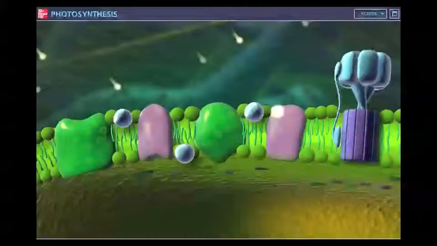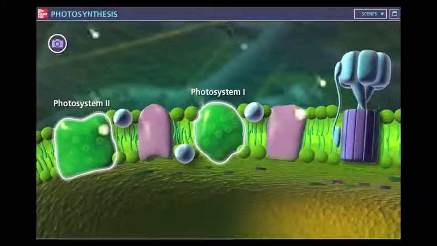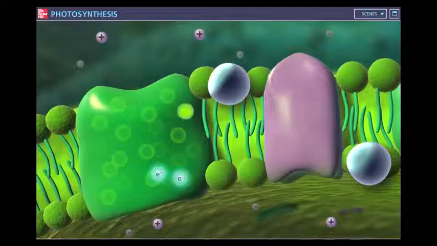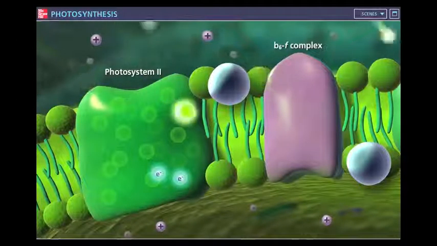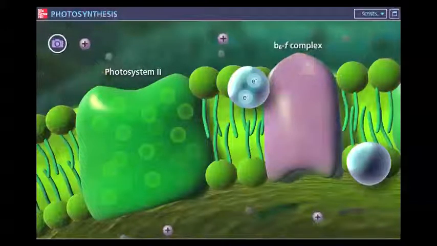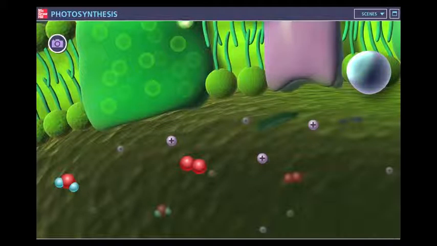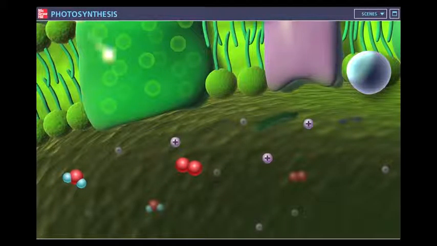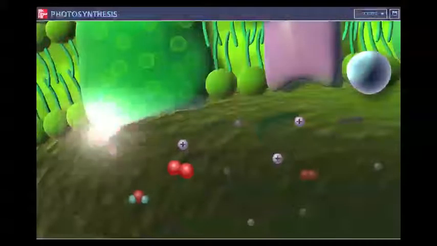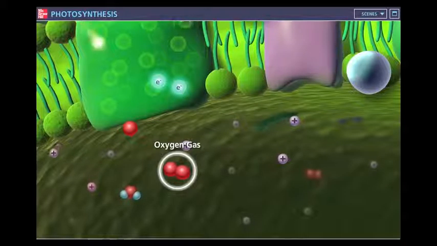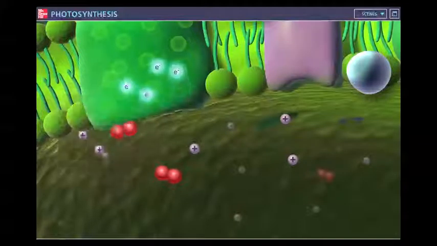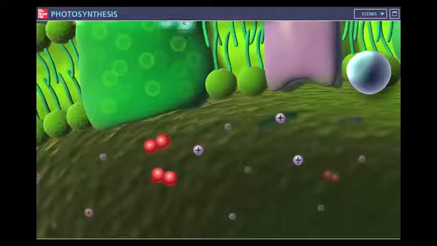Photons of light strike photosystems I and II simultaneously. We will examine what happens with the photons striking photosystem II first. The energized electrons are passed from the reaction center of photosystem II to an electron transport chain. The electrons lost by photosystem II are replaced by a process called photolysis, which involves the oxidation of a water molecule producing free electrons and oxygen gas. While this oxygen gas is a byproduct of photosynthesis, it is an important input to the cellular respiration pathways.